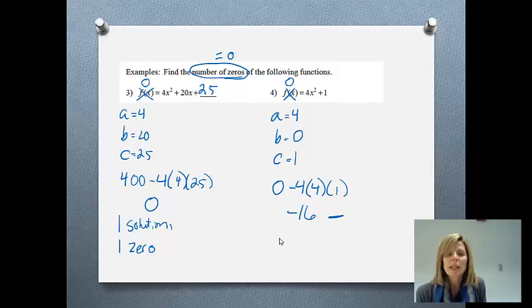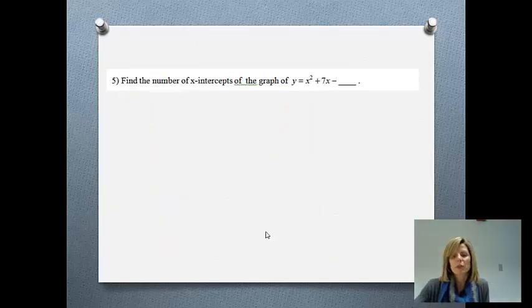This gives me a negative answer, and negative answers have no solution. So when it says find the number of zeros, there are no zeros. There's no place where this equation will equal 0.